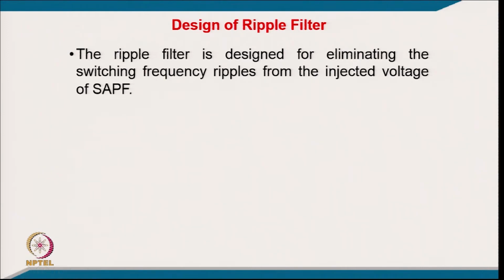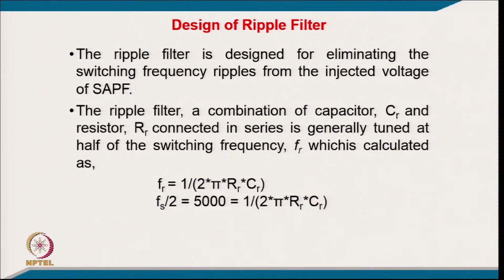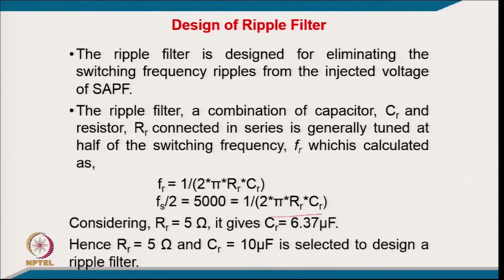Now, coming to the design of the ripple filter. The ripple filter is designed for eliminating the switching frequency ripple from the injected voltage of the series active power filter. The ripple filter is a combination of capacitor CR and RR connected in series, generally tuned at half of the switching frequency, FR, which is calculated as FR equal to 1 upon 2 pi RRCR, and FS by 2, that is 5000. So, keeping the value, typically 1 upon 2 pi RRCR.